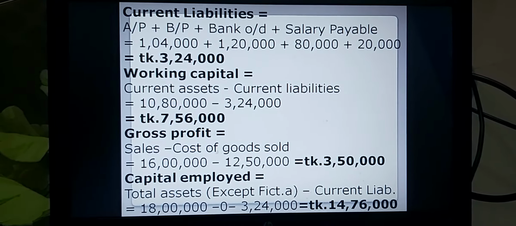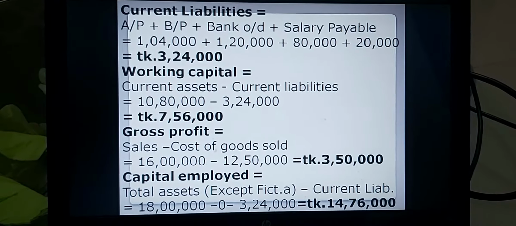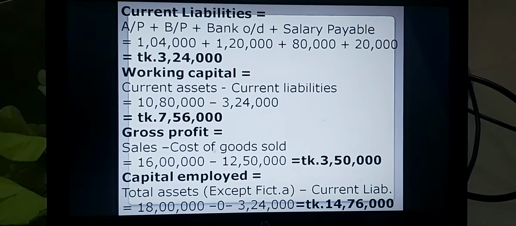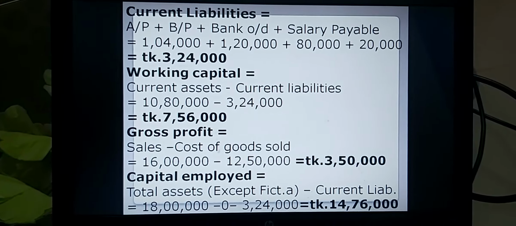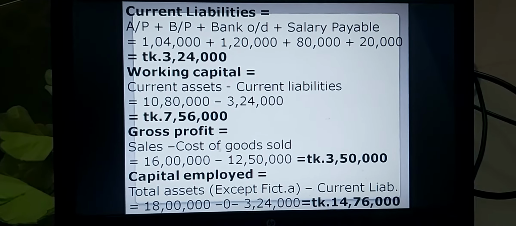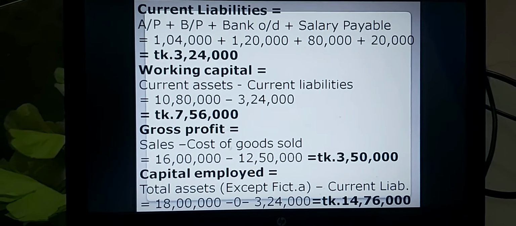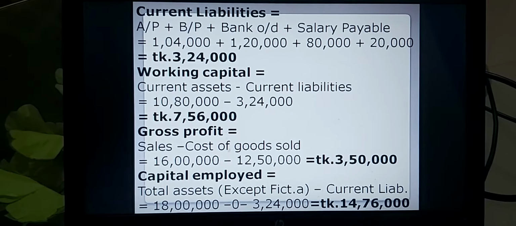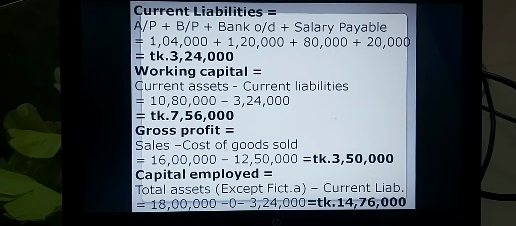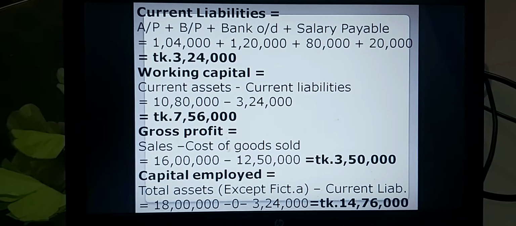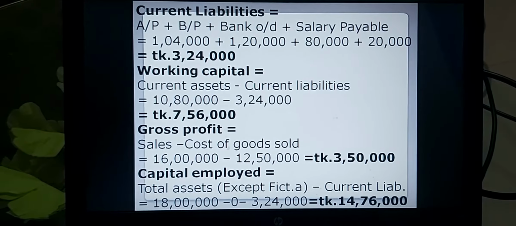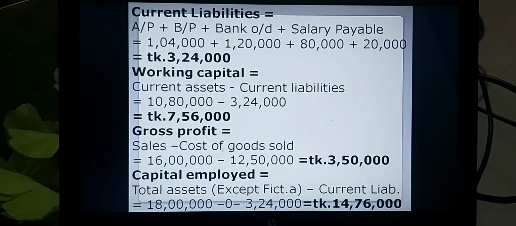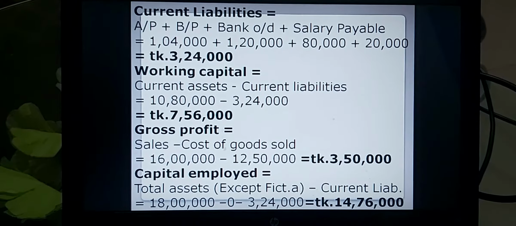I repeat again, a total of 4 items are available in current liabilities in this stem: accounts payable, bills payable, bank overdraft, and salary payable. Accounts payable is taka 1,04,000, bills payable taka 1,20,000, bank overdraft taka 80,000, and salary payable taka 20,000. The total amount of current liabilities is taka 3,24,000. I think you got it, the amount of current liabilities.